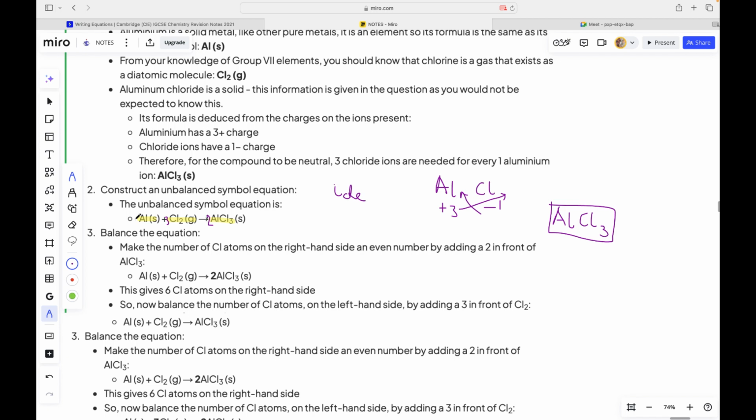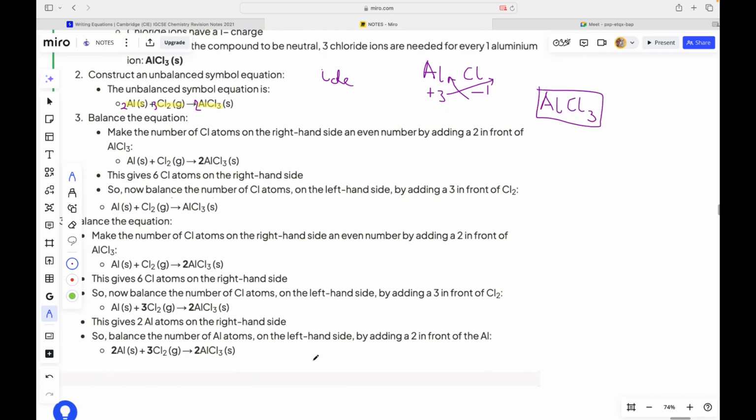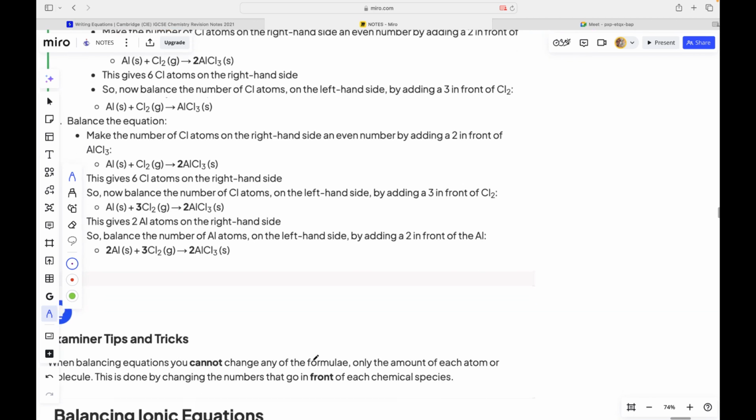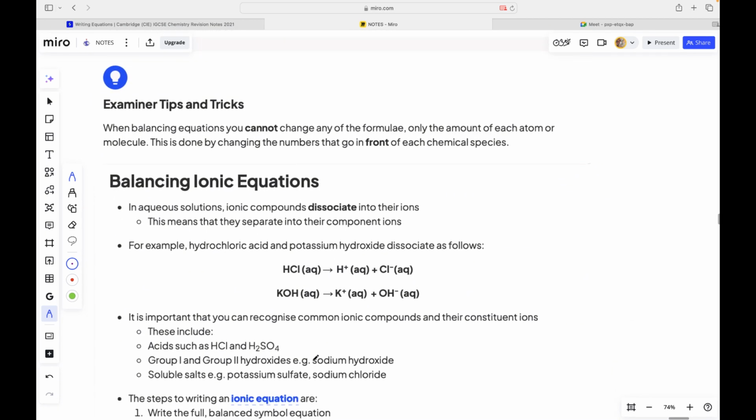So I come and put 2 here. I put 2 here, aluminium will be balanced, chlorine will be balanced, and the product aluminium chloride will be balanced. Okay, so this is the game. This is how we balance the chemical equation. Now we go to balancing ionic equation.